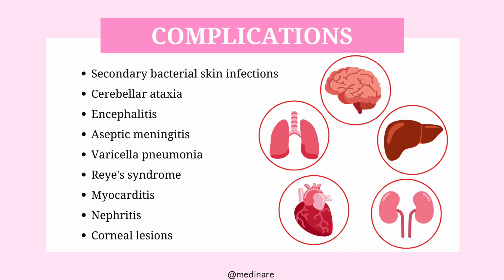Okay, and the most serious and most important complication of this is varicella pneumonia, which develops more commonly in adults, up to 20% of the cases. Also, it may lead to Reye syndrome, which can occur secondary to the infection. In Reye syndrome, we can see fatty degeneration of the liver following aspirin intake. Okay, then other complications include myocarditis, nephritis, corneal lesions, and arthritis.